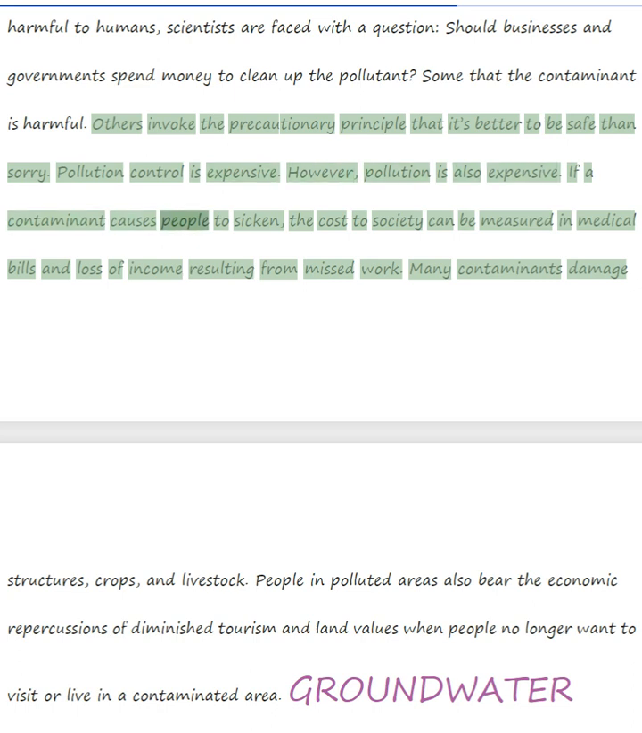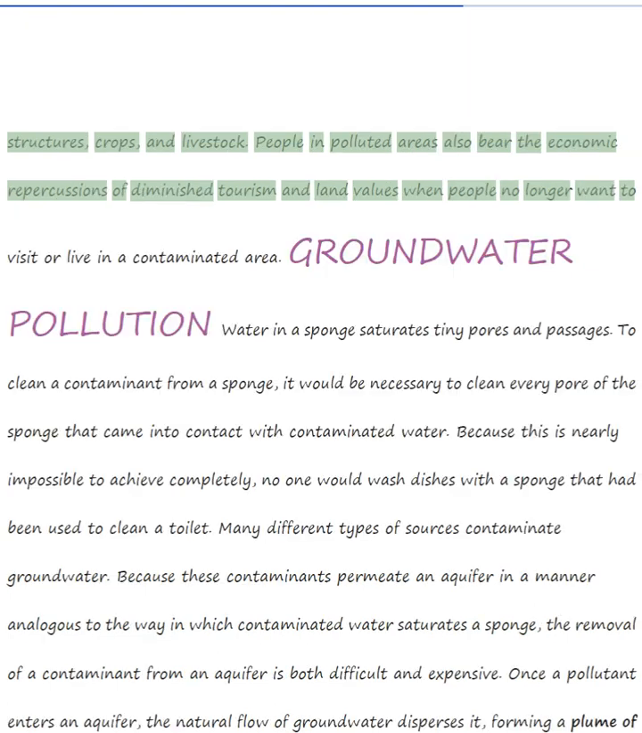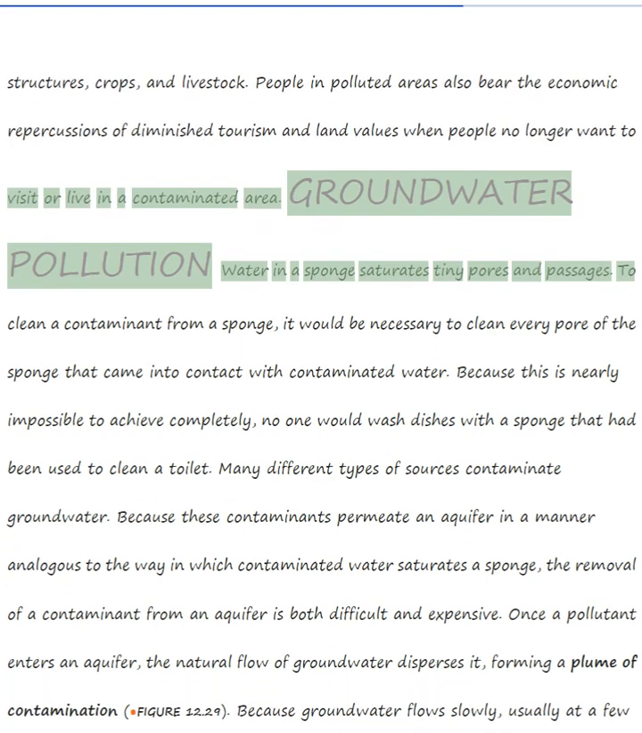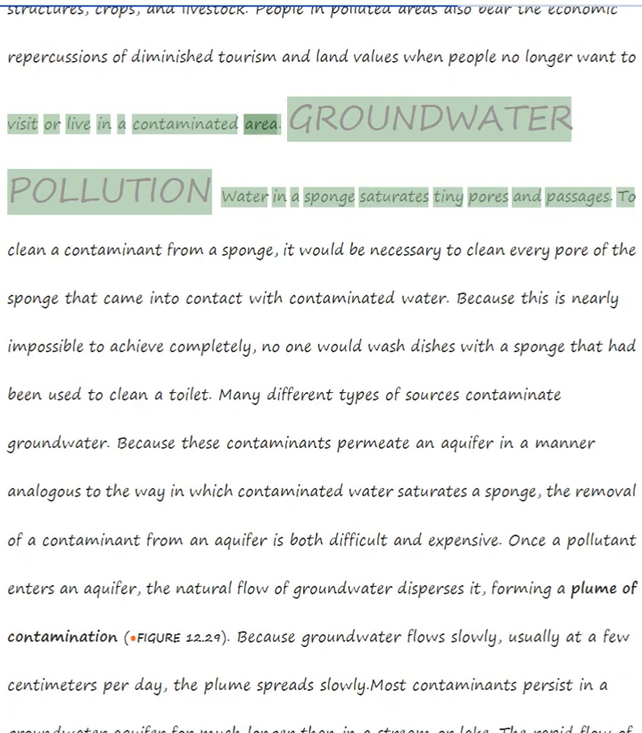If a contaminant causes people to sicken, the cost to society can be measured in medical bills and loss of income resulting from missed work. Many contaminants damage structures, crops, and livestock. People in polluted areas also bear the economic repercussions of diminished tourism and land values when people no longer want to visit or live in a contaminated area.